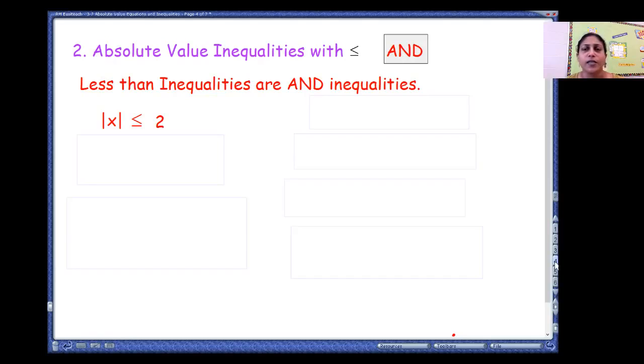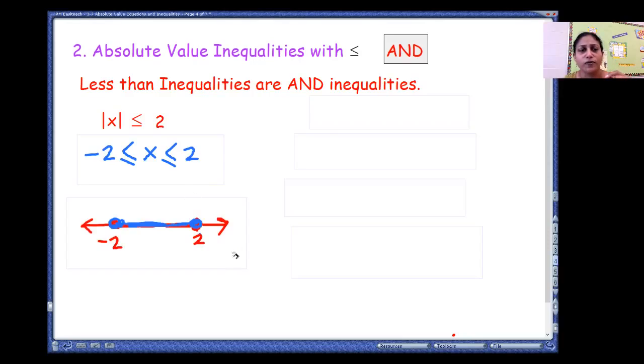Now let's try some inequalities. If we have an absolute value inequality with a less than or a less than or equal to sign, that is an AND inequality. And you have to memorize the rules. So if the absolute value of x is less than or equal to a number, because it's an AND inequality, it's going to lie between two numbers, just like the line segments you've been used to seeing. And we can say that x lies between -2 and +2, which you should be able to graph. And of course, it looks like a line segment.